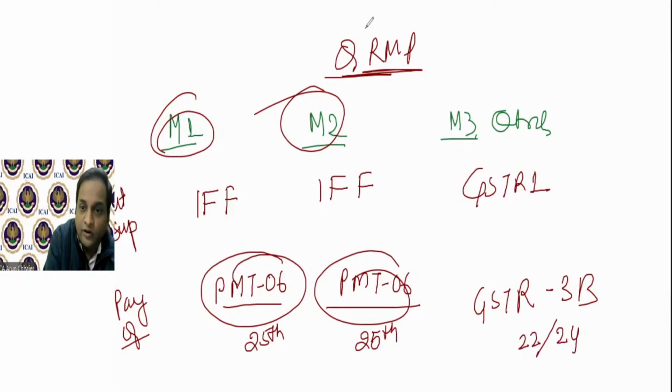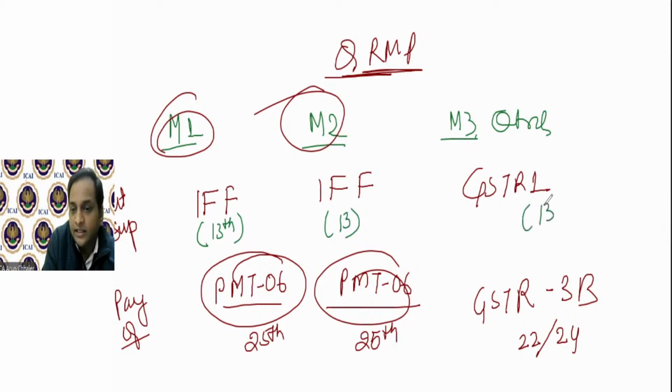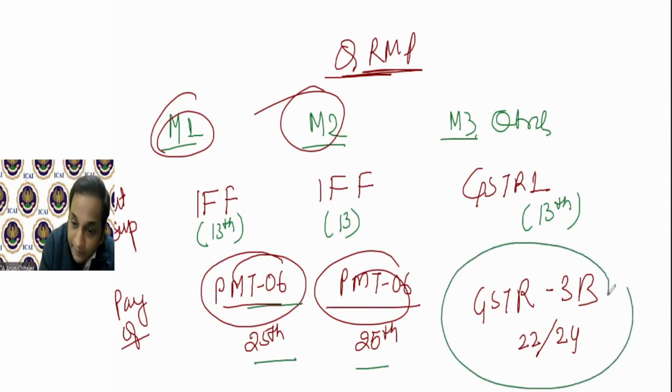What is the due date of IFF? 13th of next month, 13th of next month, and 13th after the end of the quarter. What is the due date of the PMT 06? Payment of the taxes, 25th. But in the 3B, because it is QRMP, the due date has been staggered, divided to reduce the workload on the last date.